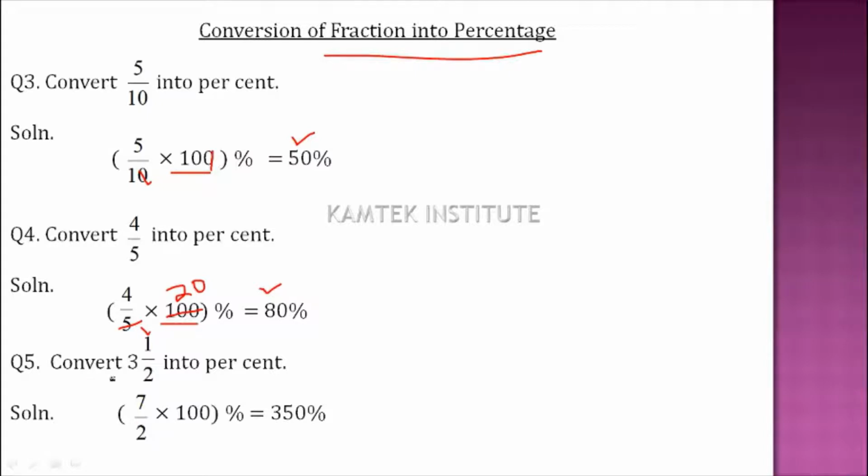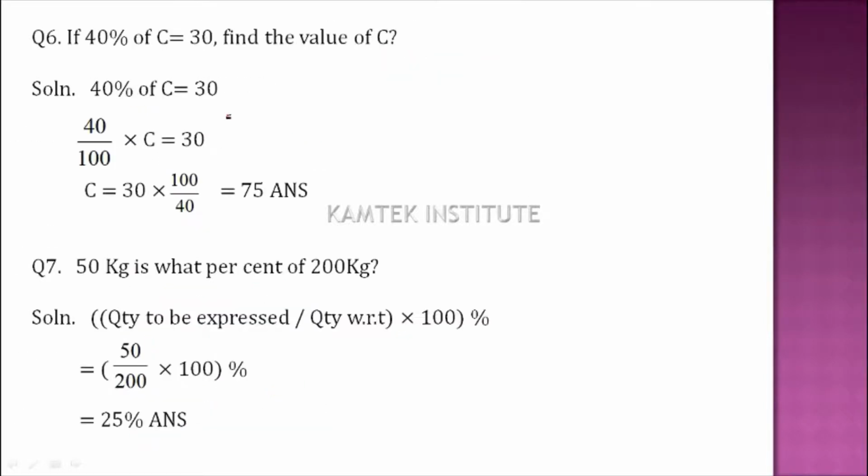Now we have convert 3 1 upon 2 into percent. So we convert this mixed fraction into a fraction. What do we get? 3 twos are 6 and 1, 7. We get 7 upon 2. So this fraction 7 upon 2 is to be converted into percent. So we multiply by 100. Here 2 ones are 2 and 2 fifties are 100. So now 7 into 50 is 350. So the answer is 350%. So this is how we convert fraction into percentage by multiplying by 100. I hope it is clear to you all. So we come to question number 6.